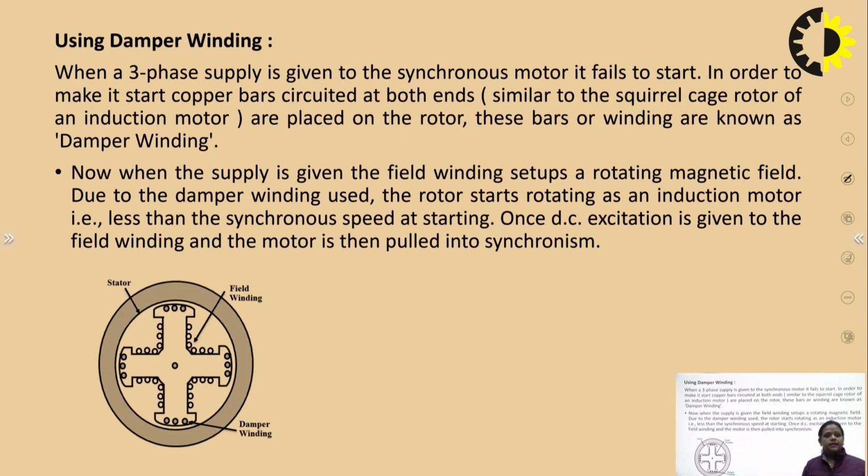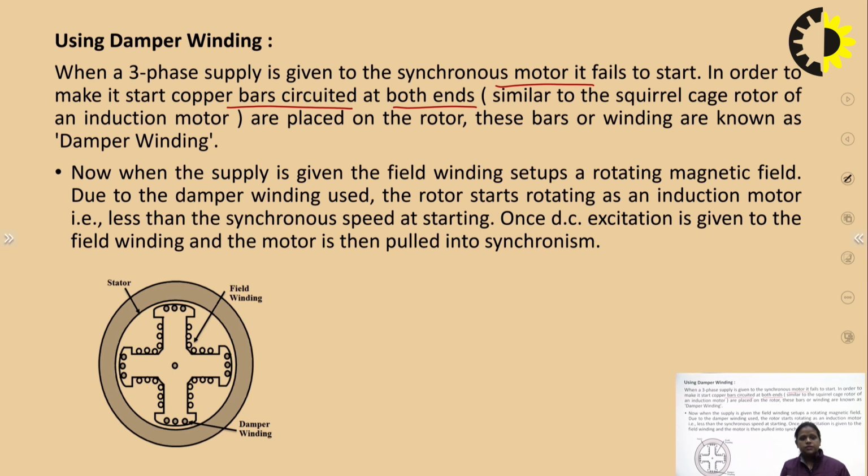Then, by using damper winding. When a 3-phase supply is given to the synchronous motor, it fails to start, right? We know that. So, in order to make it start, copper bars short circuited at both ends are used, similar to the squirrel cage rotor of an induction motor. We have seen the squirrel cage rotor of the 3-phase induction motor. In a squirrel cage 3-phase induction motor, instead of wiring, what do we use? We use copper bars, right?